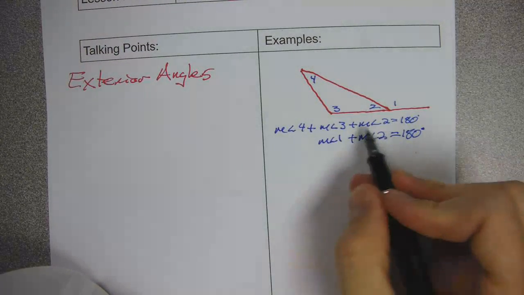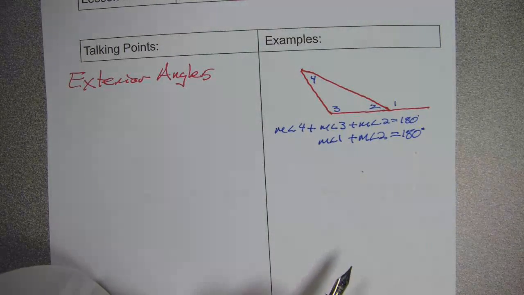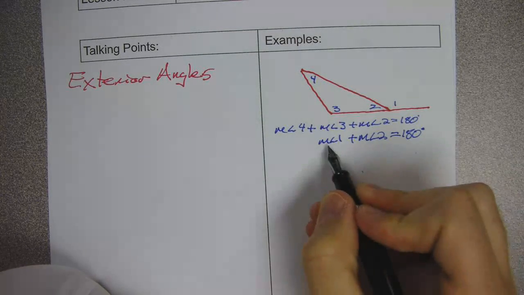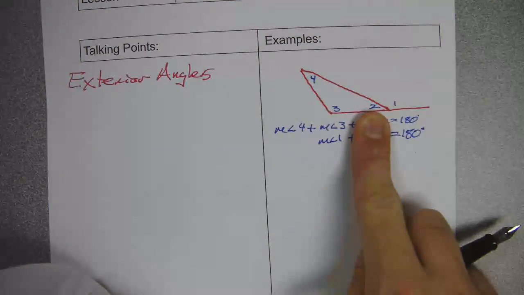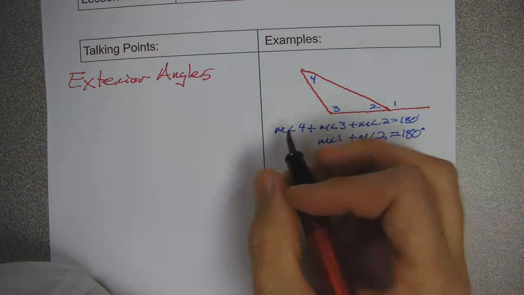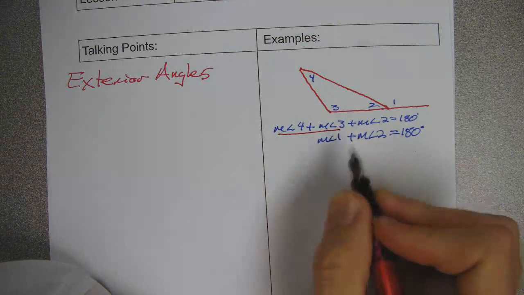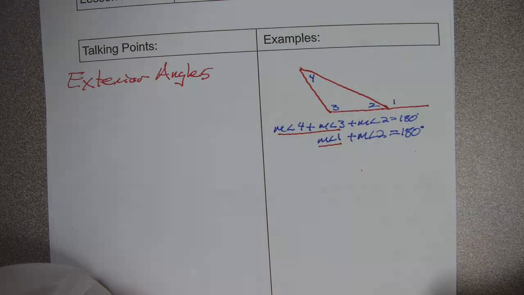Now I want you to notice something here. Angle 2 is in both of these equations. 180 is in both of these equations. So if all of these equal 180 and all of these equal 180, and angles 2 are the same, well, then that means, guys and gals, and this will blow your mind, that angle 4 and 3 are worth the same as angle 1. All right, let me show you. Let's put some numbers in there.